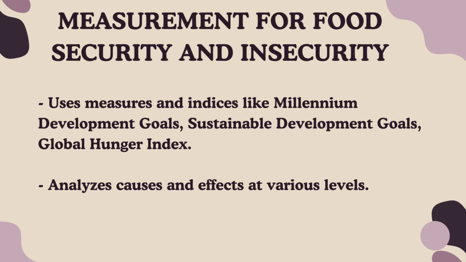Next is the measurement for food security and food insecurity. It includes indices like POU, also child health, and governmental actions. Measures and indices are used to understand food security and insecurity, analyzing causes and effects at household, national, and international levels. The measurement involves various indicators and methodologies to assess a population's access to, and availability of, nutritious food.